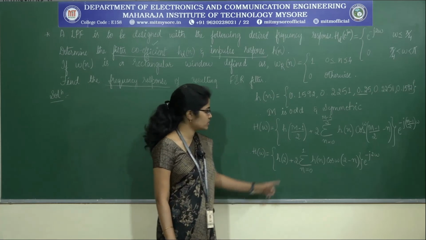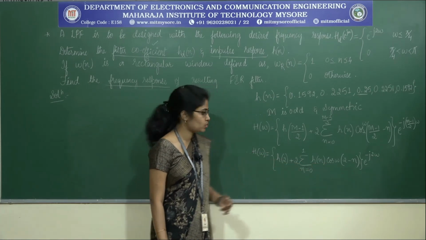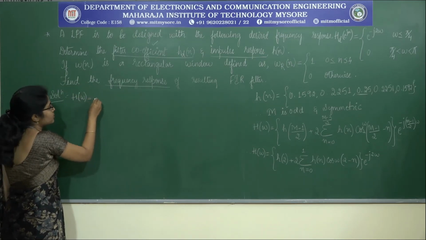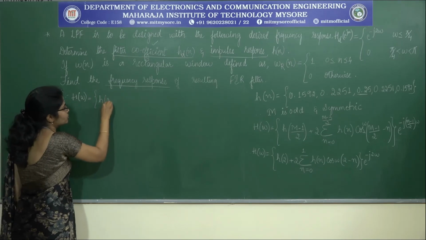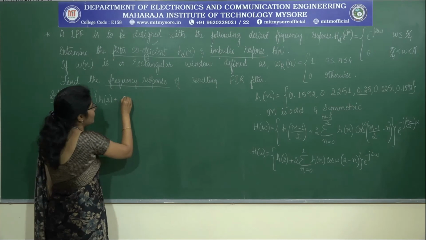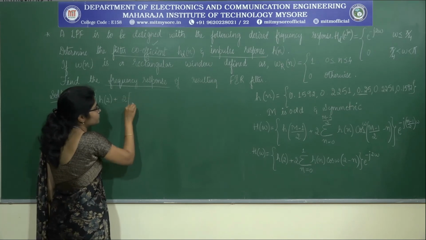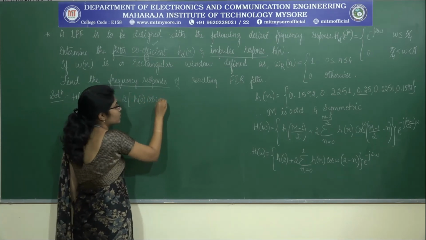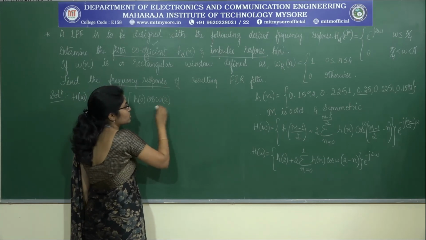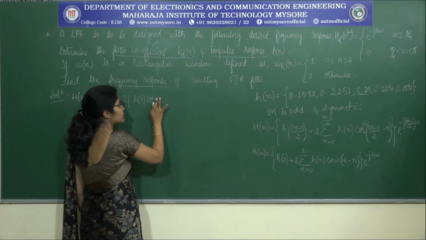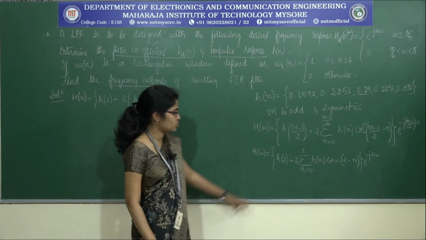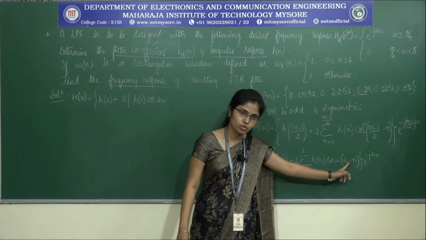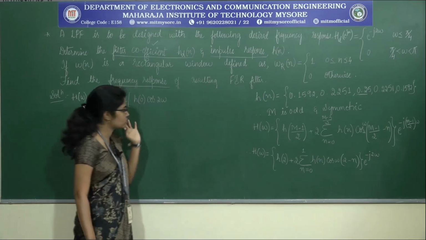Now let us expand the summation and see what we are going to get. If I expand the summation, h of omega will be equal to h of 2 plus 2 into h of 0 into cos omega. So what I did, I substituted the value of n as 0, so I wrote h of 0. Here if the value of n is 0, 2 minus 0 is 2, and 2 into omega is 2 omega. So I wrote that directly.